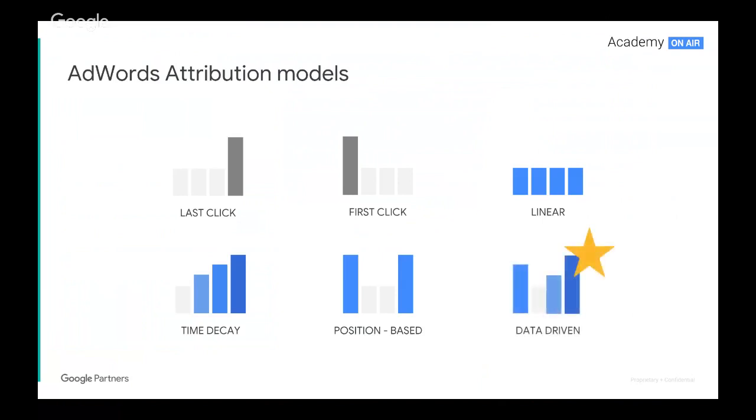Finally, we have the golden child of AdWords attribution models. This is our data-driven model. Kelsey is going to be going into this in more detail. For now, all you need to know is that data-driven looks to assign conversion credit to individual keywords along a conversion path, depending on the impact that they've had in that conversion.